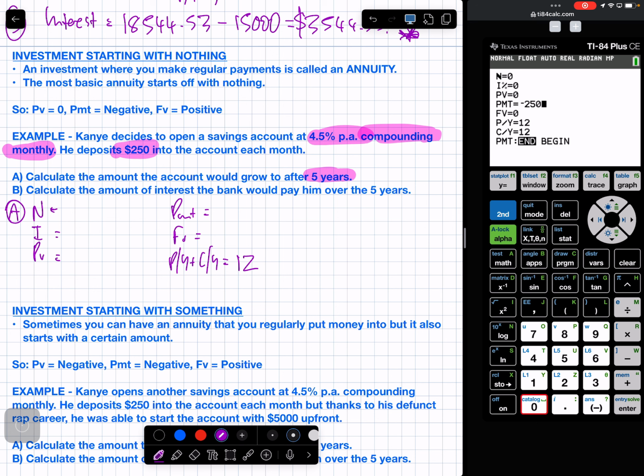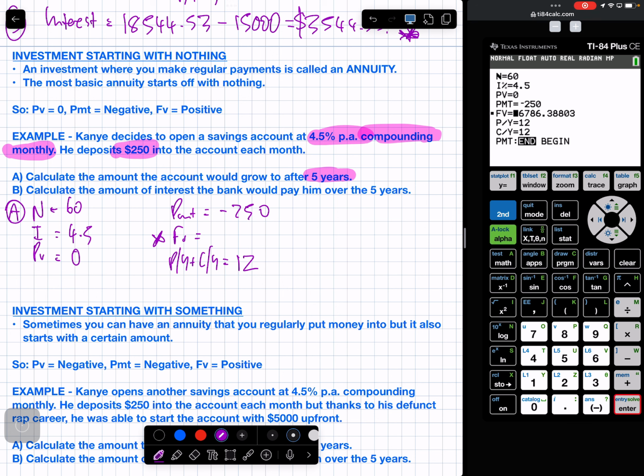What's the interest rate of that question? 4.5. So I is going to be 4.5. We want to know what it grows to after 5 years. So N is going to be 5 years times by, how many times is it compounding a year? 12 times. So N is going to be 60, right? You're working out: I is 4.5, PV is nothing, PMT is negative 250. Put a star next to FV. Let's work out how much Kanye makes.